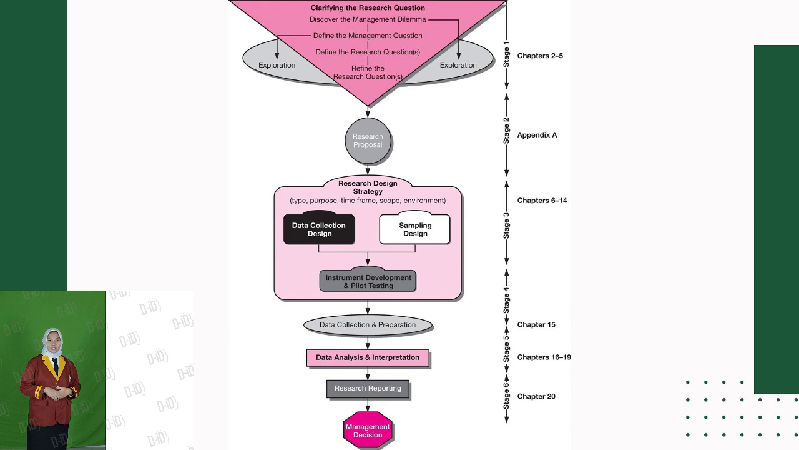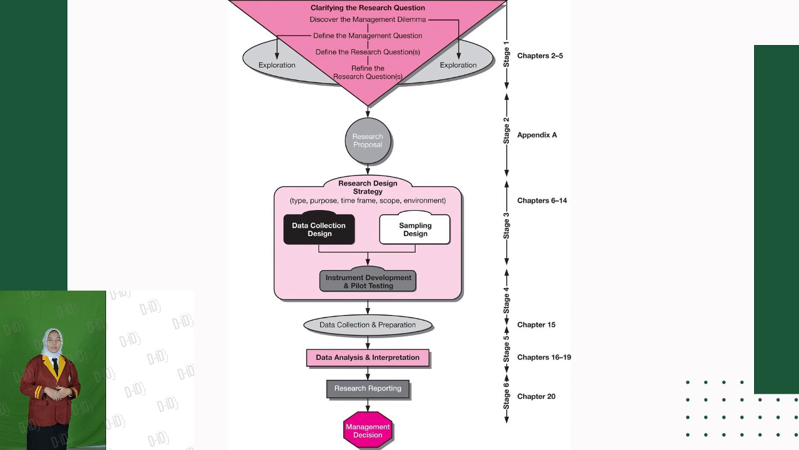Stage 3, Research Design Strategy. At this stage, the researcher begins to formulate a research design strategy. This strategy explains how the research will be carried out technically. There are 2 important components here. Data collection design: determine what method will be used to collect data. Is it through online surveys, in-depth interviews, or direct observation in the field?